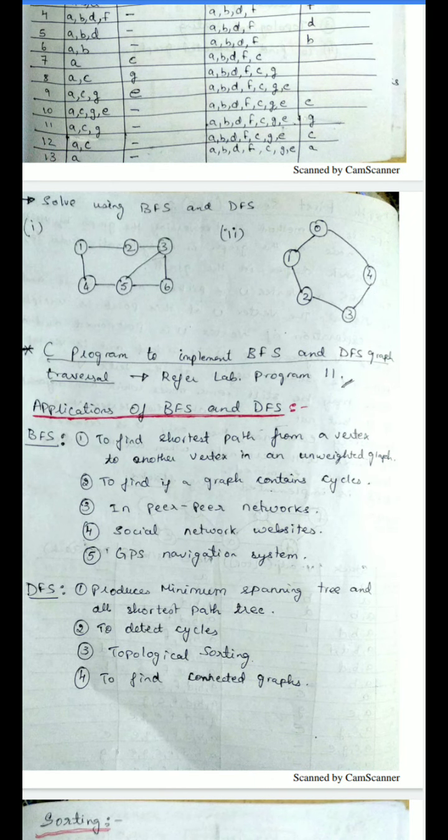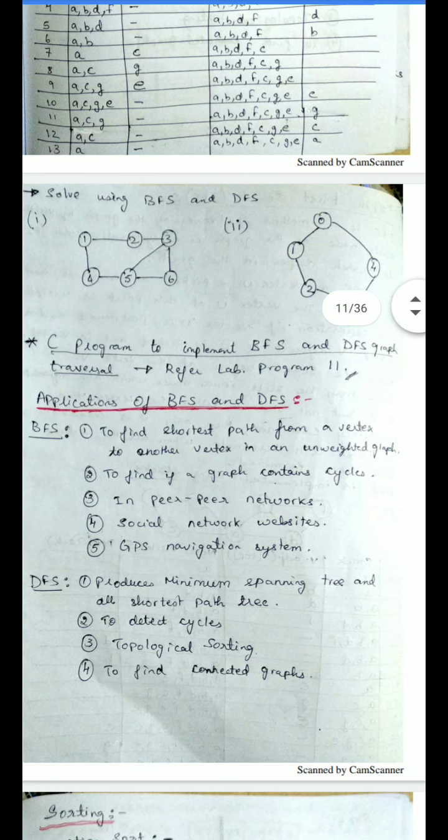So today we'll see the applications of BFS and DFS. Mainly, BFS is used to find the shortest path. It is also used in the GPS navigation system. DFS is used to find connected graphs and to produce the minimum spanning tree. So these are the major applications.